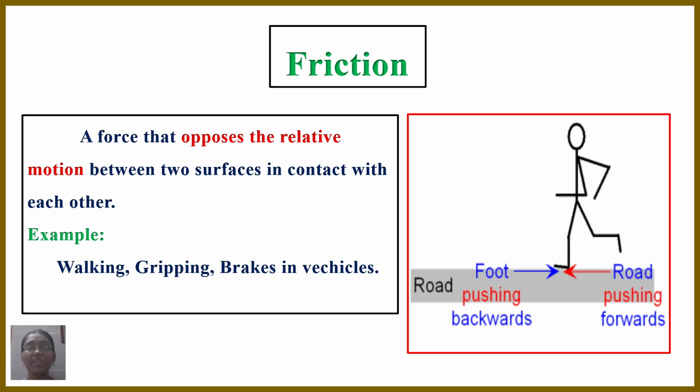See, friction helps in our day-to-day life activities, like walking, gripping, and brakes in vehicles. A simple example: whenever you walk, your foot pushes the ground backwards, and the ground, that is the friction, in turn pushes your foot forward, and that's how you can move forward easily. So without friction, what will happen? You begin to slide, right? So the key point you have to remember is that friction always acts parallel to the surface and always acts in the opposite direction.